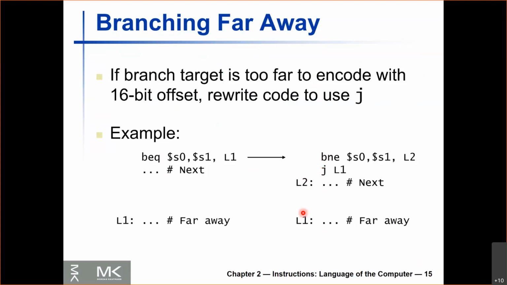So by playing this trick, we were able to branch to somewhere far away by converting the branch to something far away into a branch to the next instruction, which is closer, and otherwise jumping to the label that is far away. This is how we can convert code that branches far away to code that branches nearby, and then use the jump to go to the label that's far away. All right, any questions about this technique?